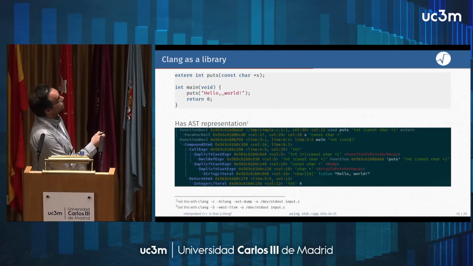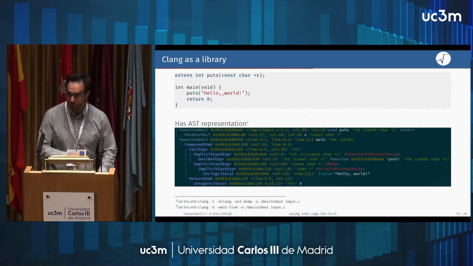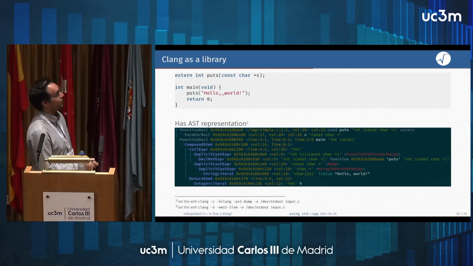So you can clearly differentiate the two function declarations, the one for puts and the one for main. There is a call to puts, providing the string literal hello world, and you can see a lot of stuff: the types of each of the entities, some implicit stuff such as array to pointer decays, and source location and whatnot, a lot of unimportant stuff that we are going to skip for now.